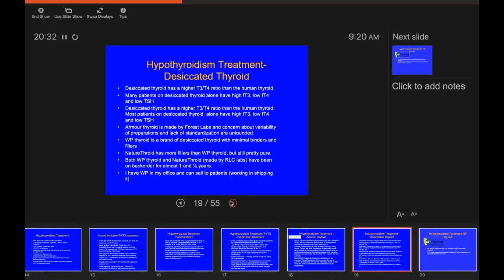Both of these are made by RLC Labs, and both of them have been on back order for about a year and a half. The company doesn't give us a straight answer why. It seems to have something to do with maybe getting the ingredients for it. It's coming back now some, and I've been able to purchase some WP Thyroid that I could sell to my patients in my office, and possibly we're working on trying to ship it around the country. And I would say the WP Thyroid is probably the best preparation on average, although each person does differently on different ones.